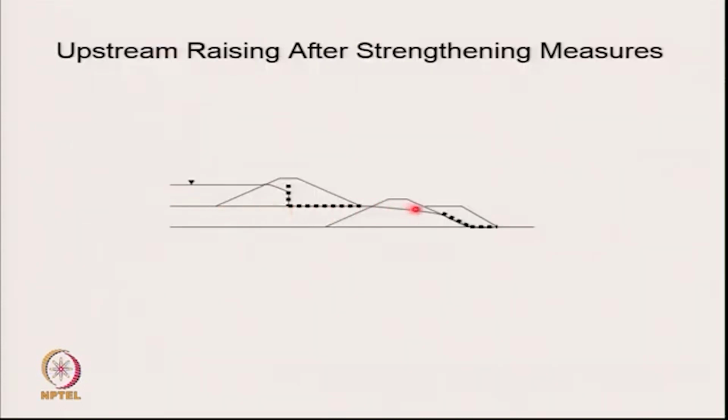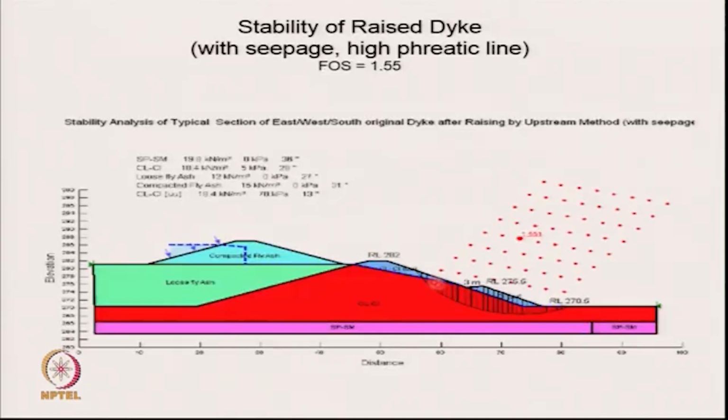So, if you are able to make this berm, then you can also do the upstream raising. We just show you the same thing. We had made this berm and it had gone to 1.6. Now, we do the upstream raising also. The water is coming from here, being caught by the chimney drain, coming through here, coming through here. Still the factor of safety is more than 1.55. So, you can do the upstream raising after remedial action on the original dike.